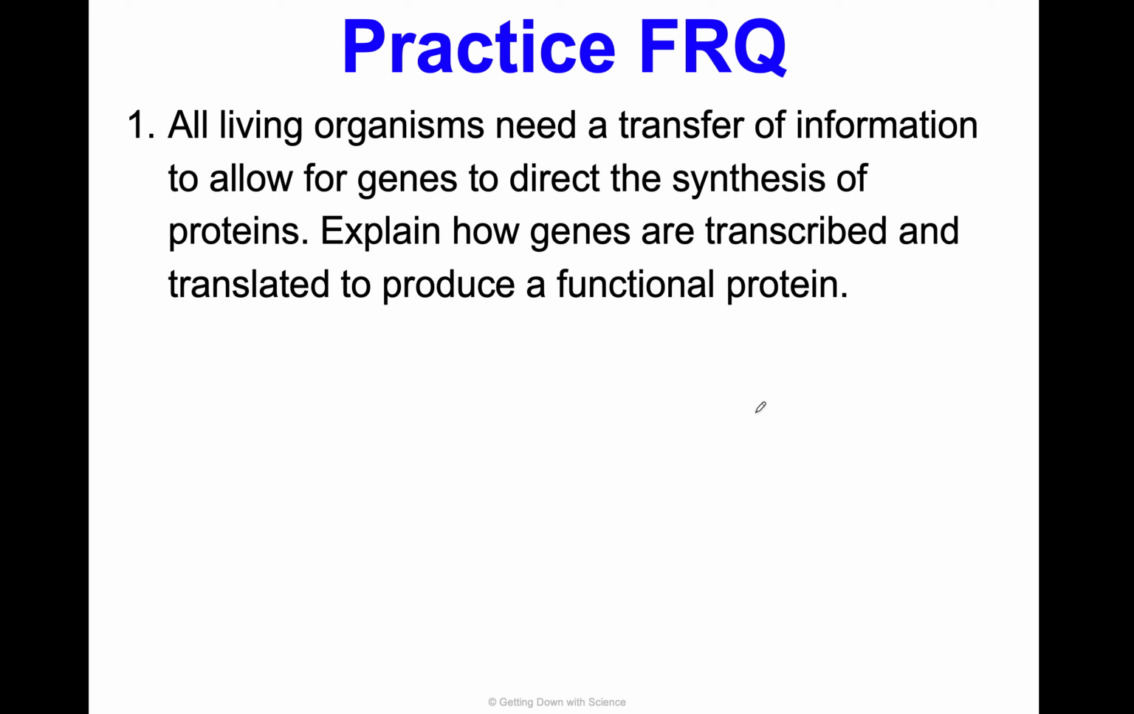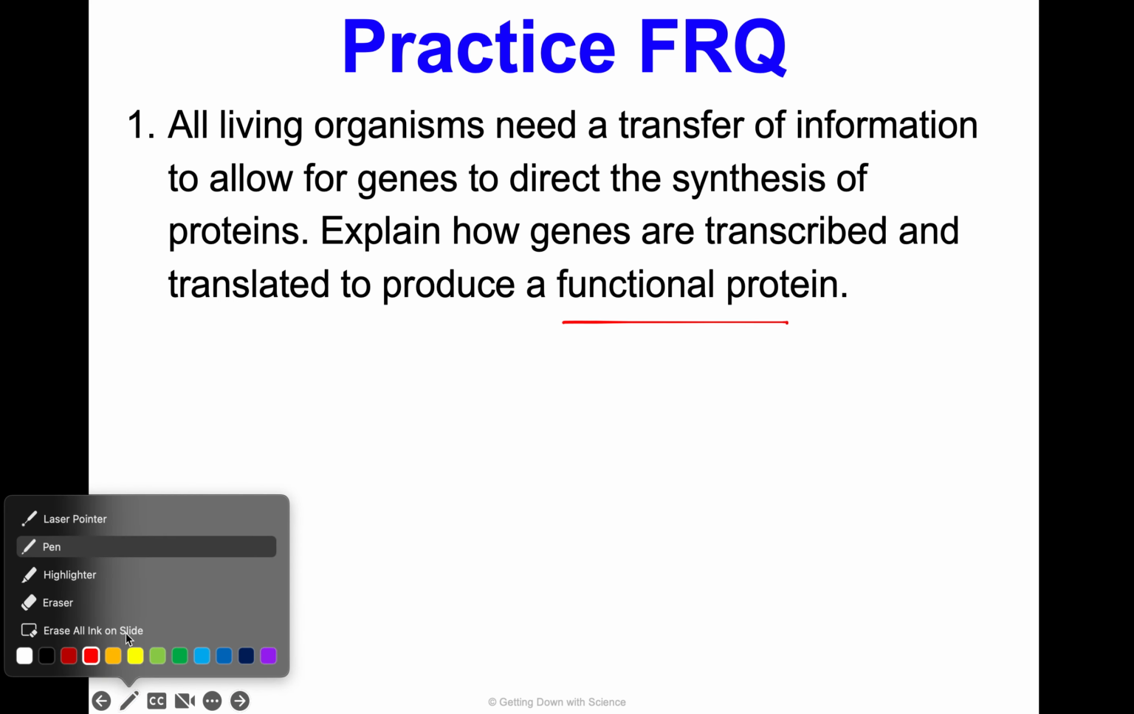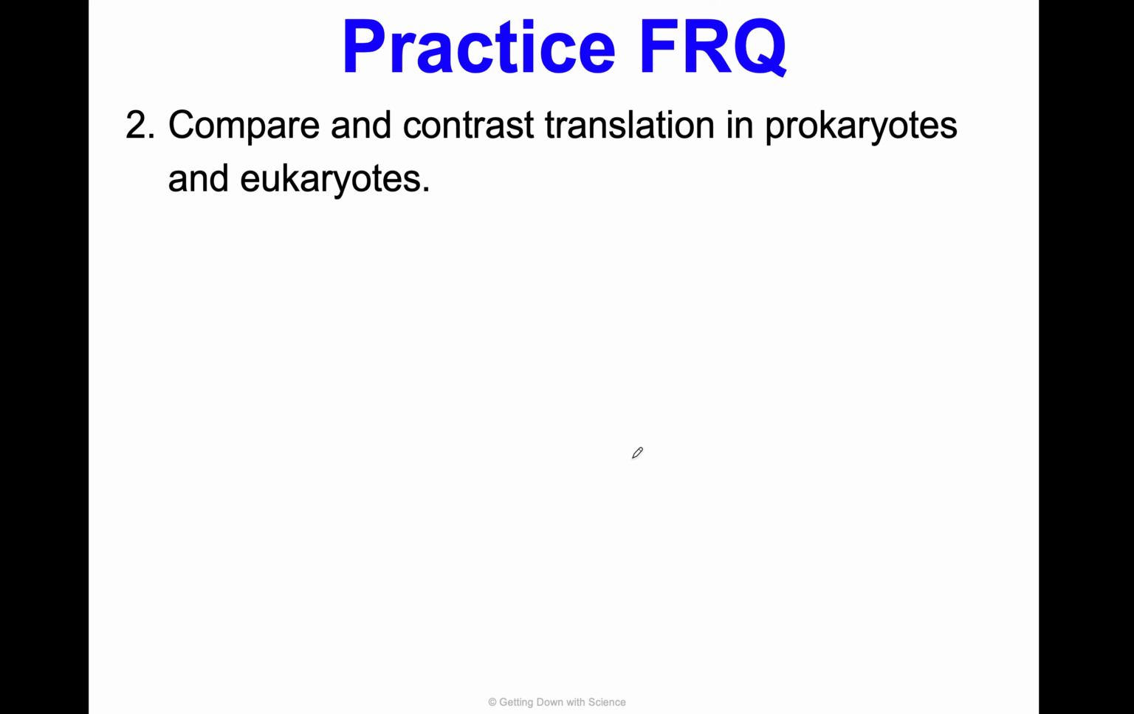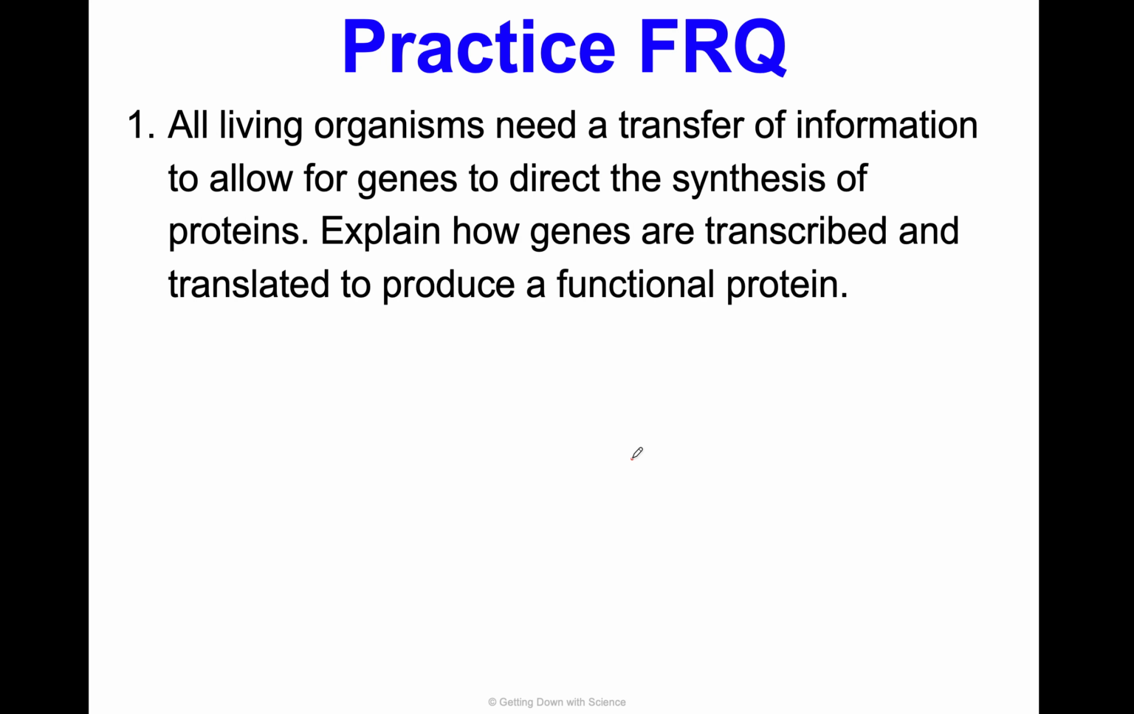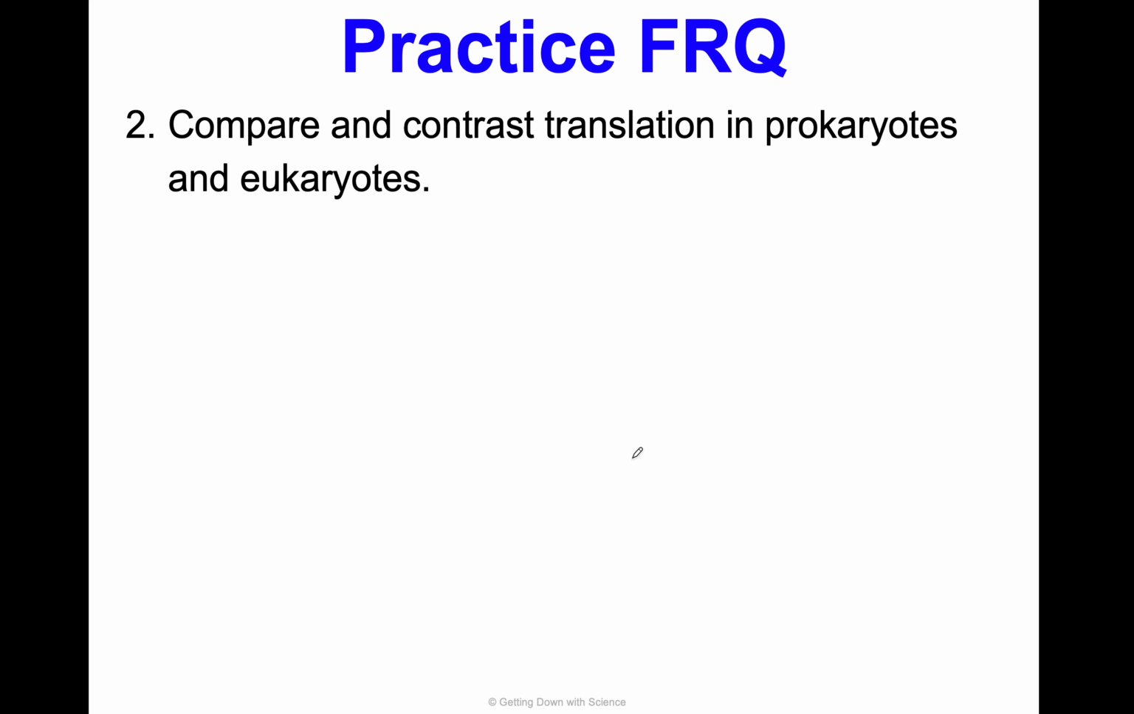So here we go. Practice FRQ. This is the one I'm going to be looking for, so please take a minute and do it. All living organisms need a transfer of information to allow for genes to direct the synthesis of proteins. Explain how genes are transcribed and translated to produce a functional protein. Please also talk about protein folding. Okay? Do that. Pause if you need to. Great. I'll be checking for your answer.